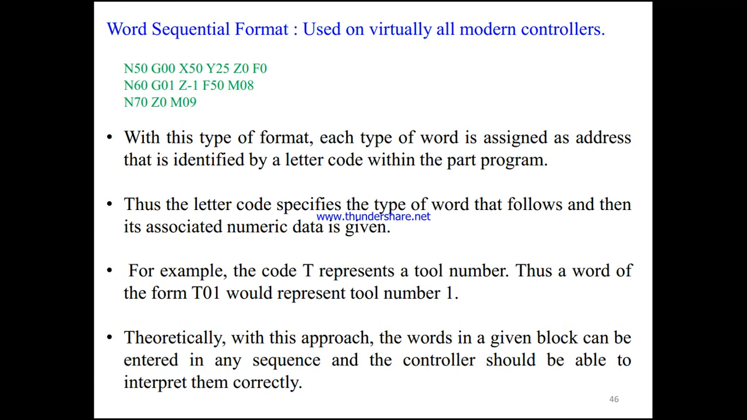So the letter code specifies the type of the word that follows, and then its associated numeric data is given. For example, the code T represents a tool number. Thus a word of the form T01 would represent tool number 1. In the same way, theoretically, with this approach, the words in a given block can be entered in any sequence, and the controller should be able to interpret them correctly here.